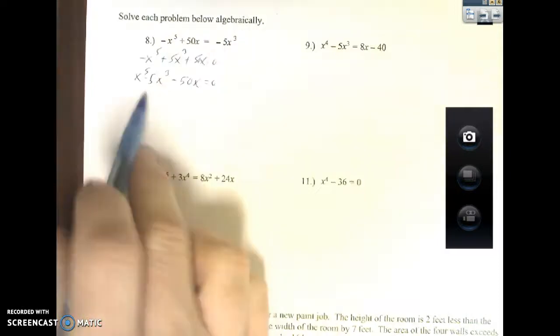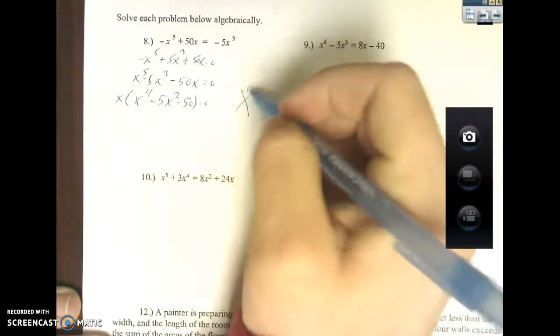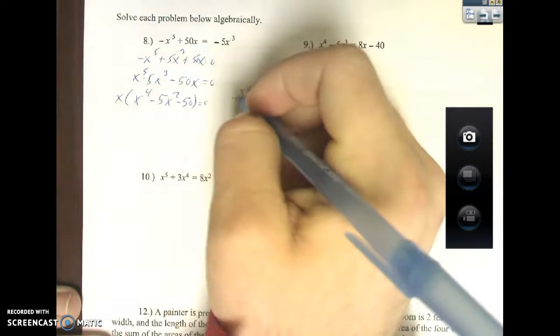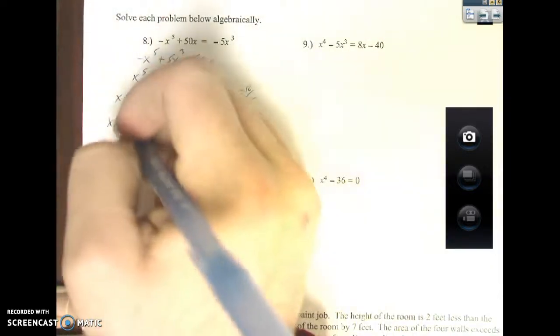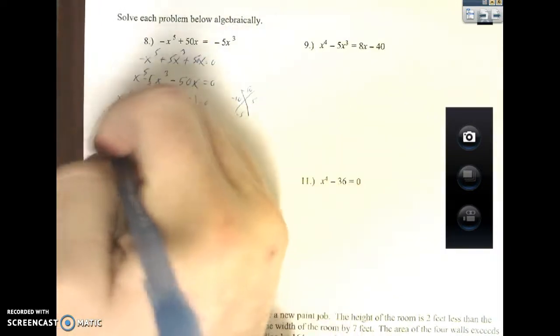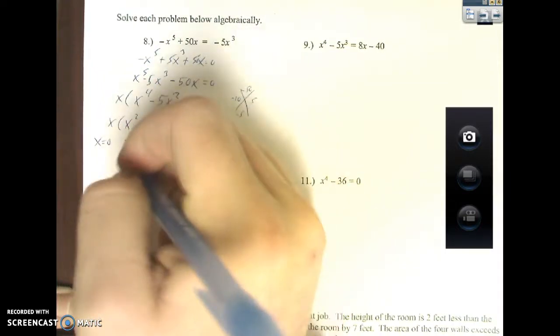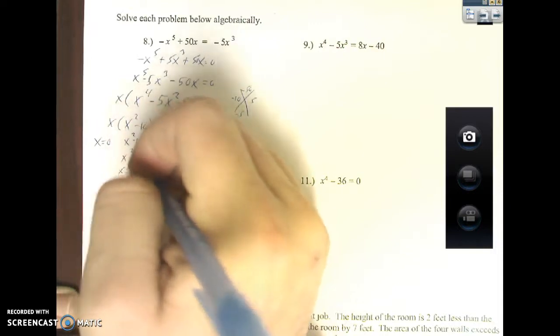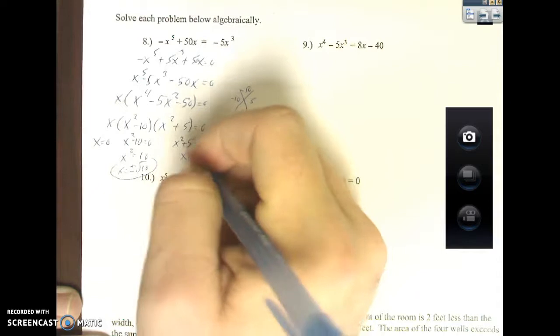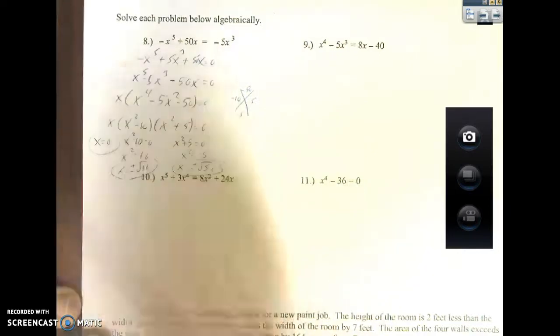Okay. Then, do I have a GCF? I do. It's an x. And now this becomes just a normal, like, hey, here's negative 50 on top, here's negative 5 down low, negative 10 and 5, cool. So x squared minus 10, x squared plus 5 equals 0. Set each of these equal to 0. X squared equals 10, x equals plus or minus root 10, x squared equals negative 5, x equals plus or minus root 5, and then x equals 0.